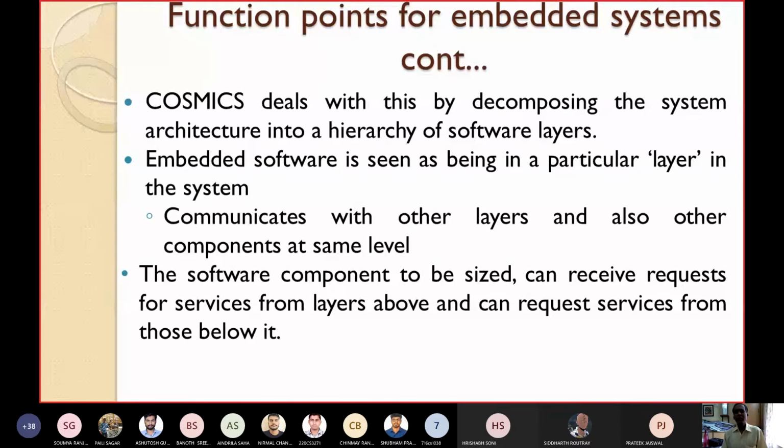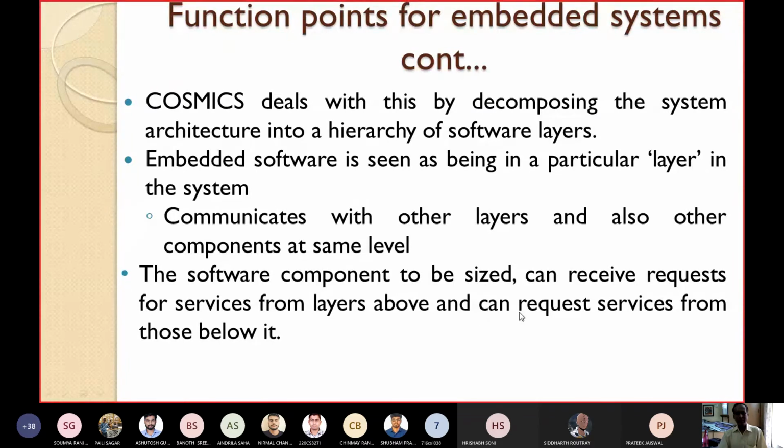Embedded software is normally seen as being in a particular layer in this system. As I have already told you, there will be a hierarchy of software layers, and the embedded software may be seen as being in a particular layer in this system architecture. The embedded software will communicate with other layers and also other components at the same level. The software component which is to be sized can receive requests for services from the layers above, and it can also request services from the layers below it.